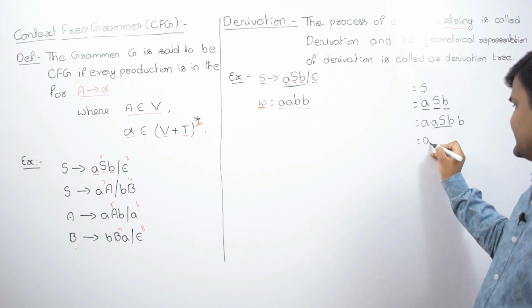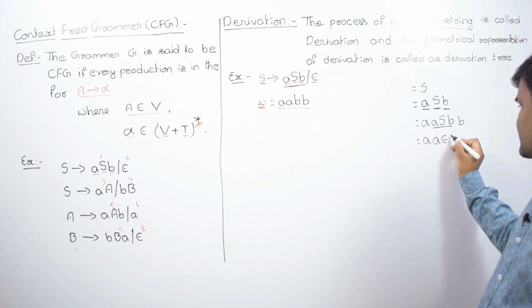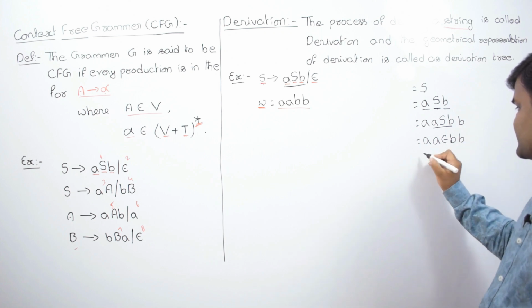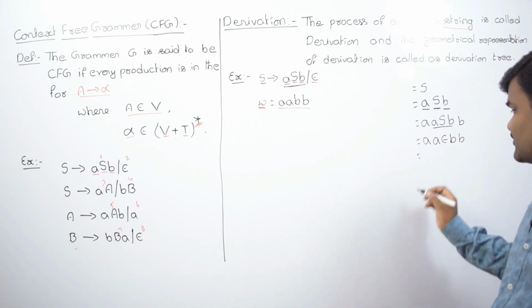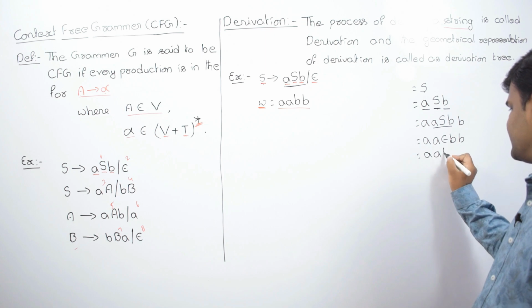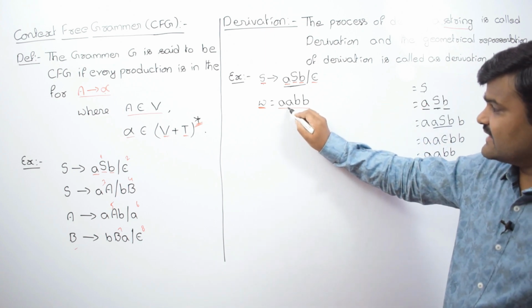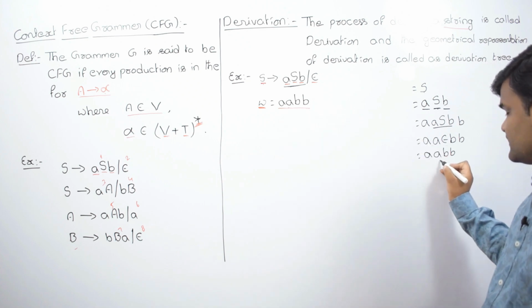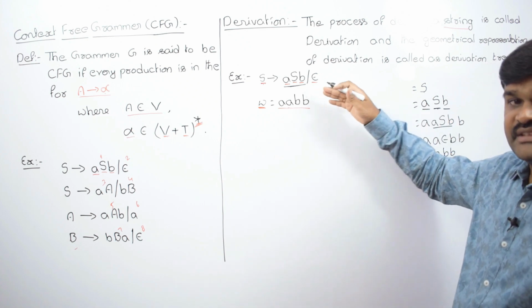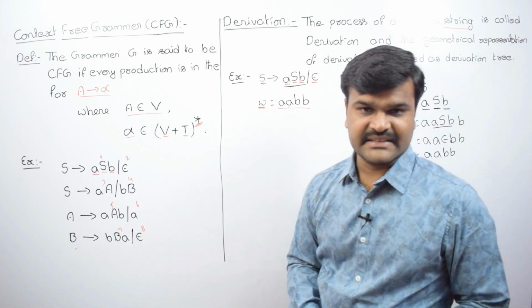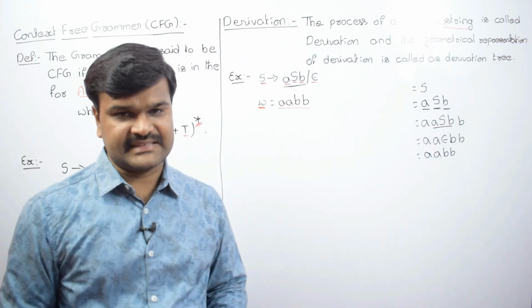So that means A epsilon B B. What is the meaning of epsilon? It is zero length. So that is why we get A B B. So this given string we are able to derive from this grammar, and this process we call a derivation. This is very important for our discussion.